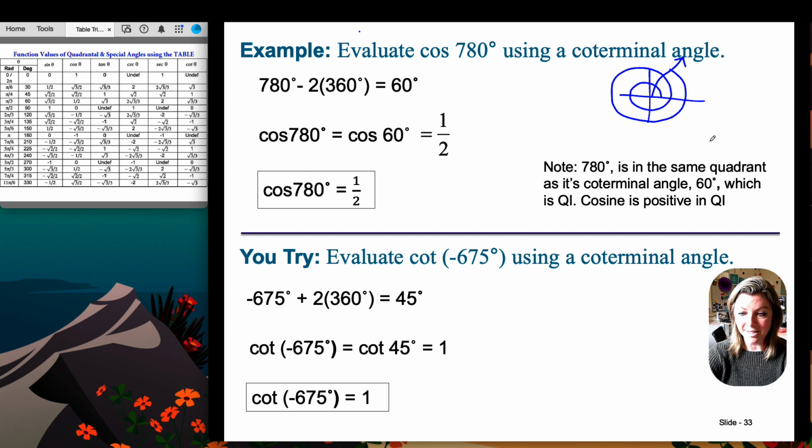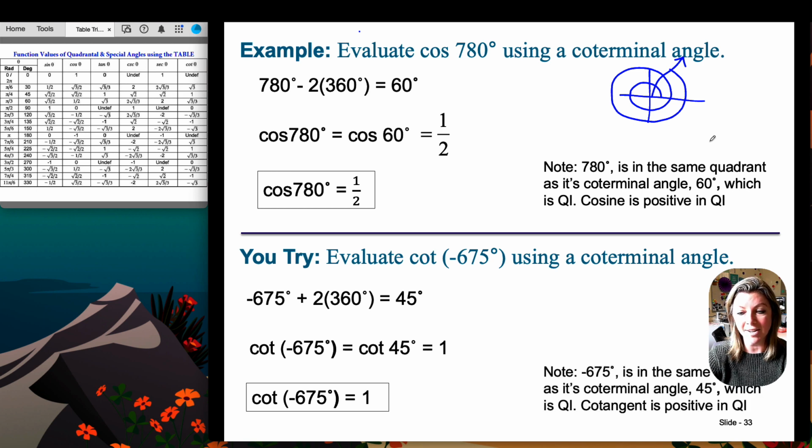Nice work. Same note, negative 675 degrees is in the same quadrant as its coterminal angle, 45 degrees, and therefore they have the same sign.